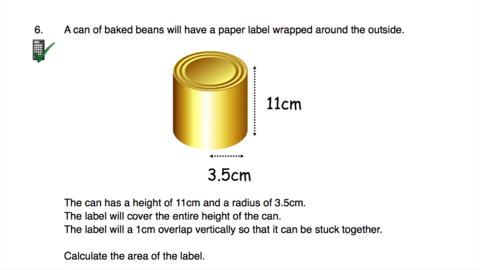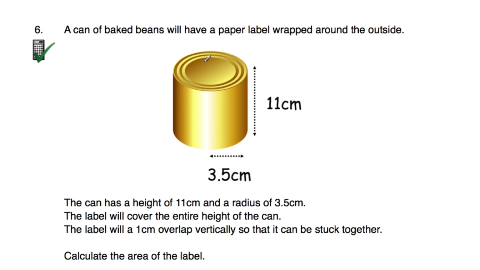Question number 6 says a can of baked beans will have a paper label wrapped around the outside. The can has a height of 11 centimeters, a radius of 3.5 centimeters, and the label will cover the entire height of the can. So it's going to be the whole height of the can, and there's going to be a 1 centimeter overlap vertically, so it can be stuck together. So in terms of that curved face, it's going to have an extra length of 1 more centimeter.